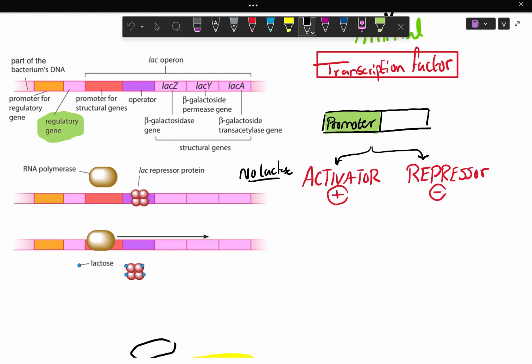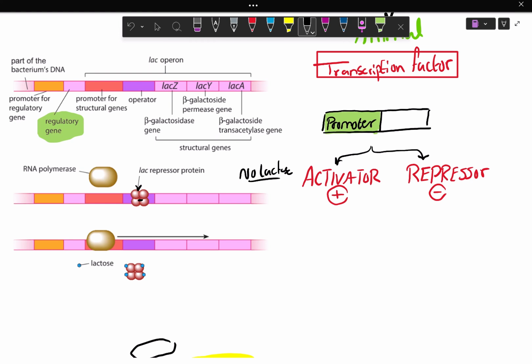Normally the lac repressor has two binding sites. There is a binding site up here for lactose, and there's a binding site at the bottom to bind on the operator. So as long as there is no lactose, this lac repressor will bind on the operator. Now the RNA polymerase cannot bind on the operator or on the promoter to transcribe those genes. This is in case there is no lactose.